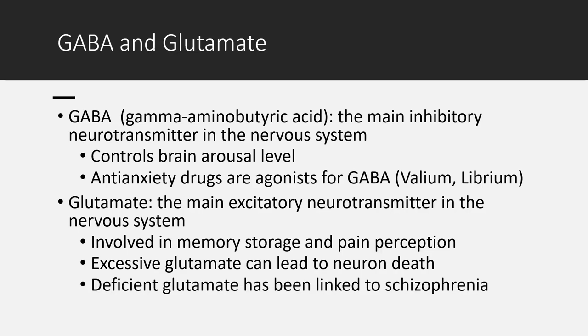Having too much glutamate can actually destroy neurons, so it's desirable to keep that level stable. Not having enough glutamate, though, has been associated with the development and progress of schizophrenia. Now, to date, I have not seen a tremendous amount of research that shows specific medications that help with glutamate deficiency, but they are in development.